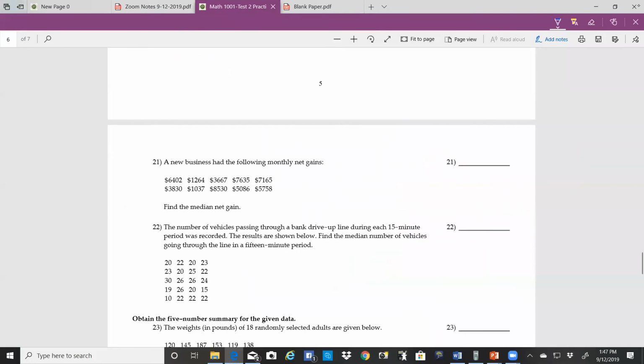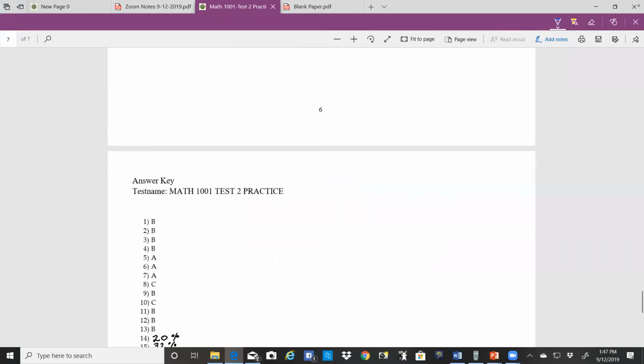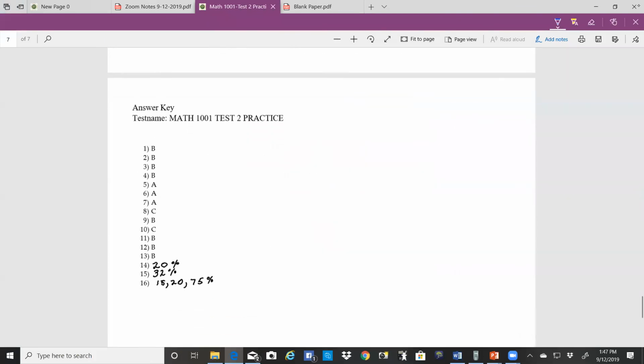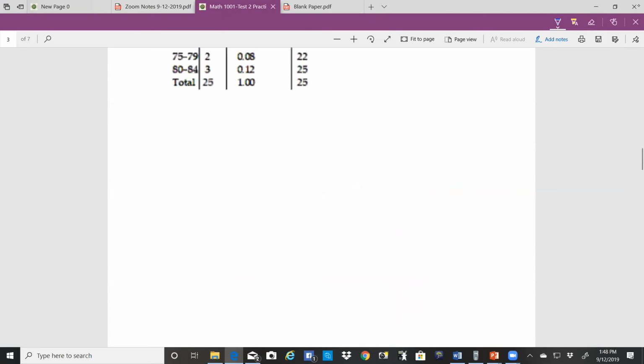Now, wouldn't you rather put this in an L1, so you can check it all out and then calculate it, rather than just keying it into your calculator and losing it? But anyway, it's got all the answers here. And this is the practice test.